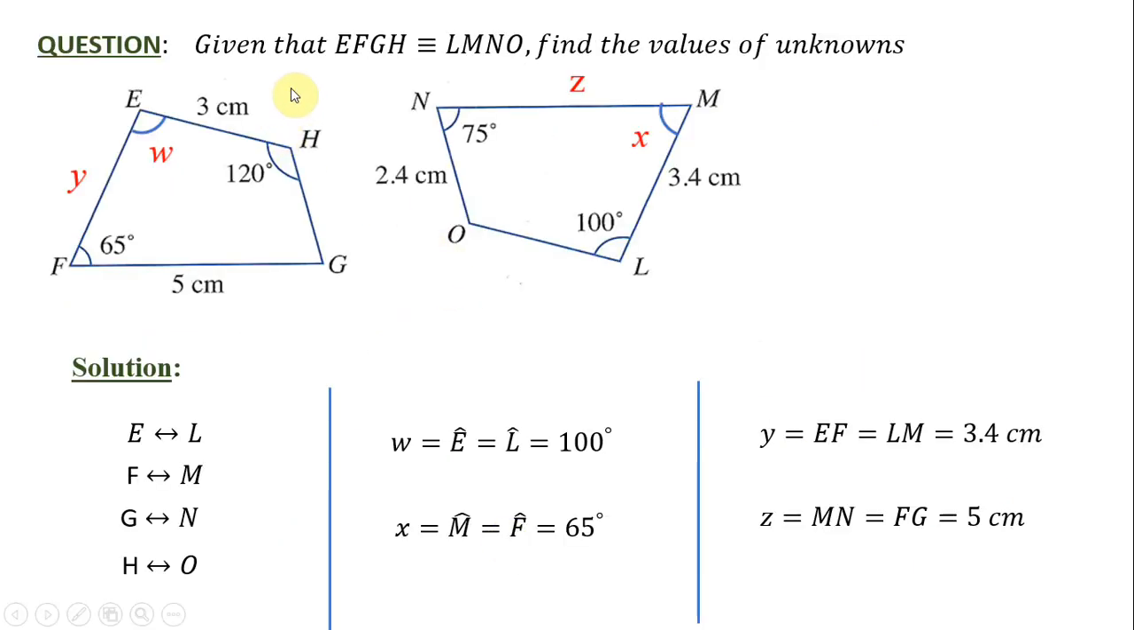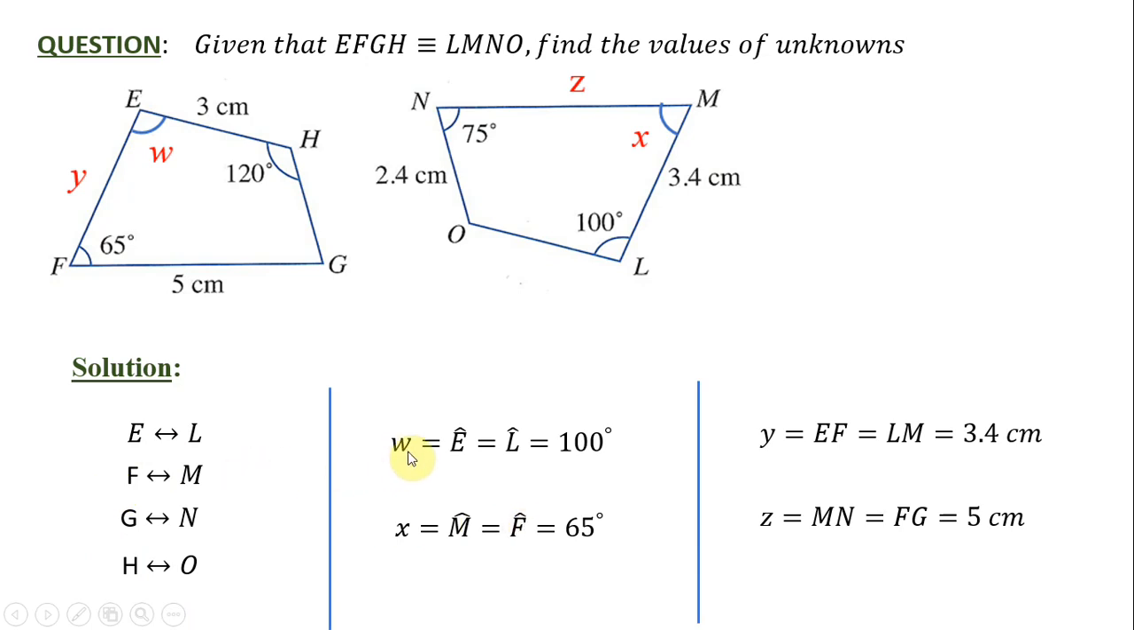Question: given that EFGH is congruent to LMNO, find the values of unknowns. There are four unknowns: W, X, Y and Z. We take the correspondence from the statement of congruency. E is corresponding to L, F is corresponding to M, G is corresponding to N and H is corresponding to O. This is the correspondence.